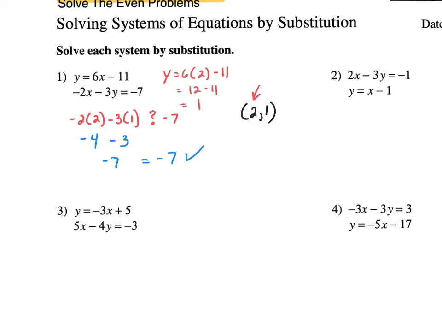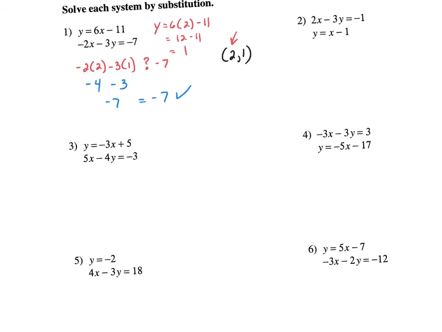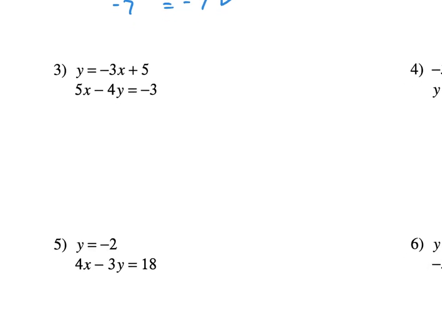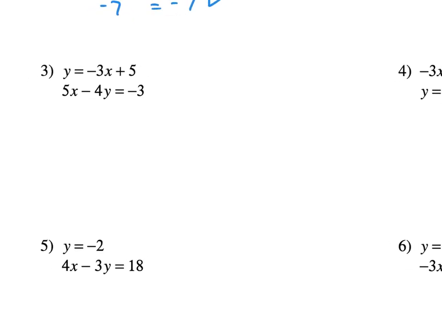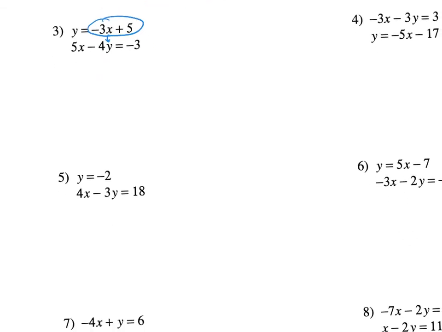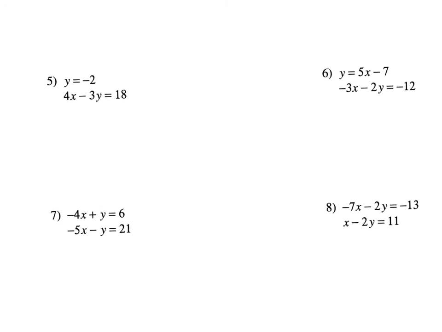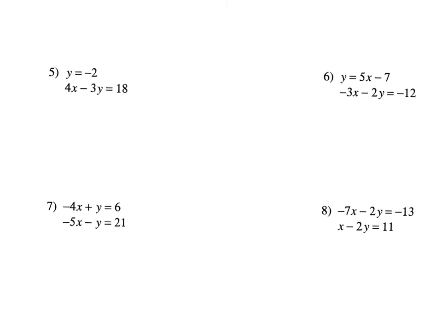Let's take a look at number 3. Actually, let's not. Number 3 is the same deal. Okay, we just substitute. We're going to take the negative 3x minus 5 and plug it in right there for y. I'm going to do that tomorrow in class so you can see it. Number 5 is a beautiful problem, but too easy. I'm just going to substitute in negative 2 for that y. I'll solve for x.